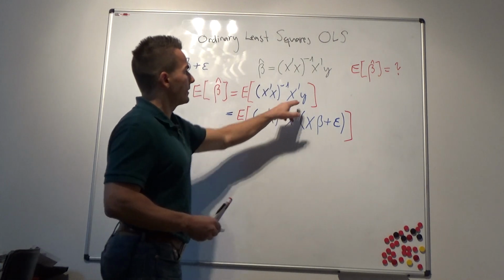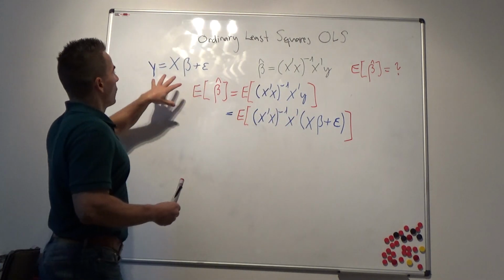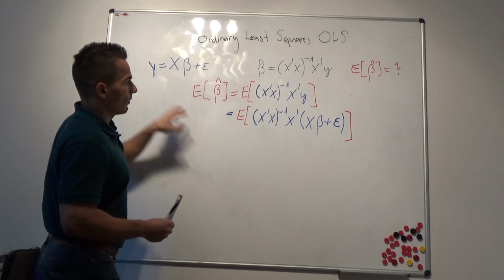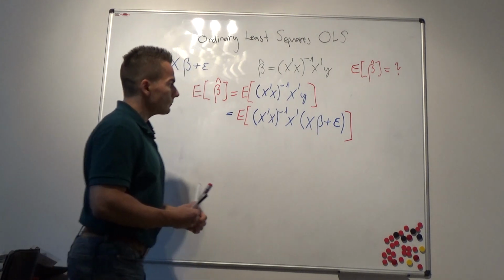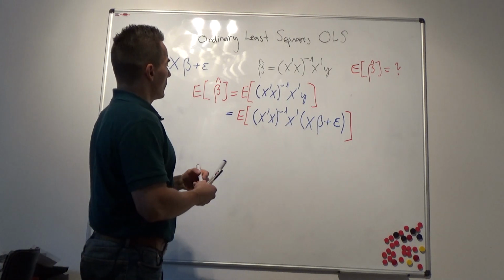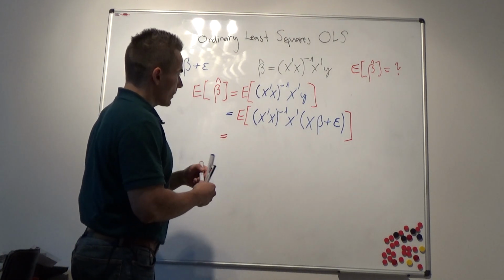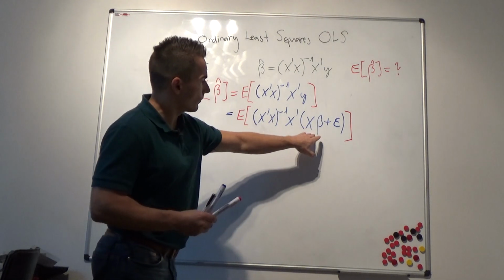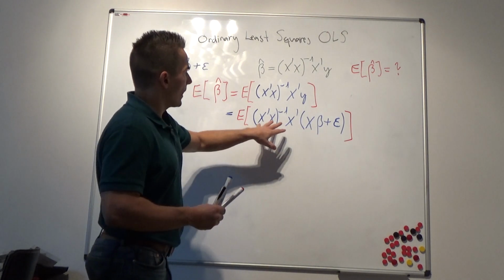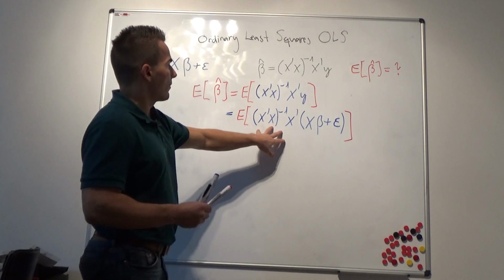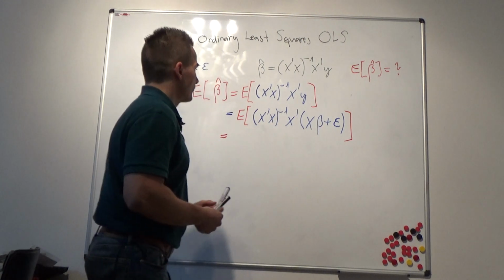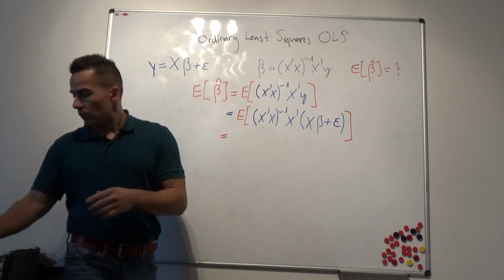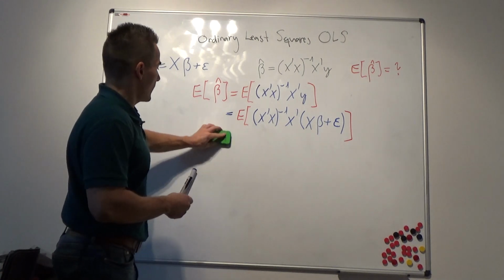Now we have just plugged in for y what it is, this equation, our standard linear regression model. Now we just need to multiply out what it is. So with the first term in the parentheses, and then what is before the parentheses with the second guy here. So maybe we need a little bit more space now here.